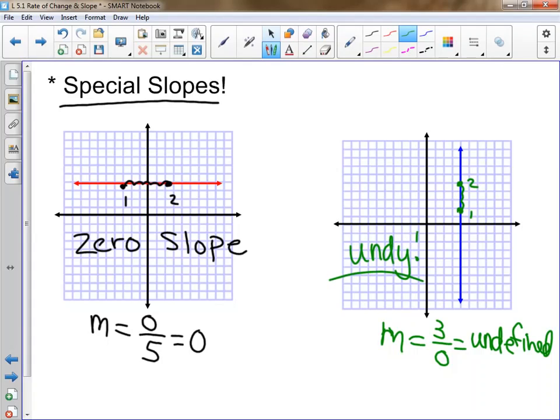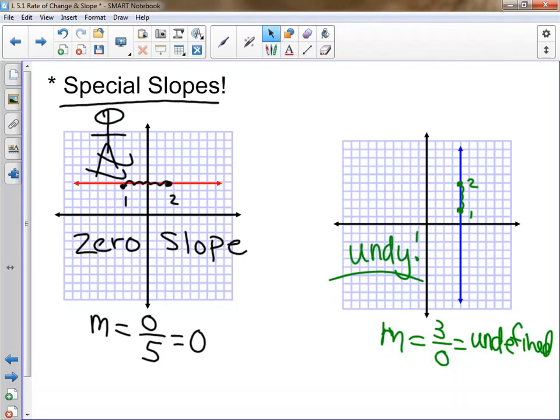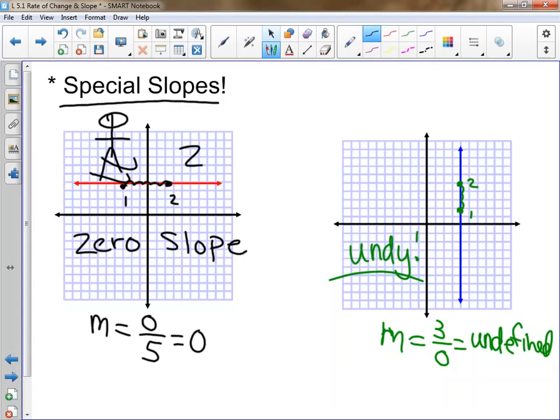Now how do you remember that? Because oftentimes students will get the two mixed up. Some will call this red horizontal line undefined, and some will call this blue vertical line 0. Here's the easiest way to remember. When I think of slope, I think of a skier. So I'm a skier, and if I'm a skier on this slope, that's not very much fun. That's 0 fun, 0 slope.